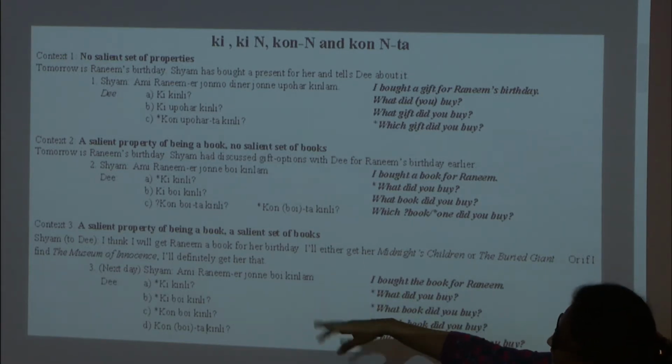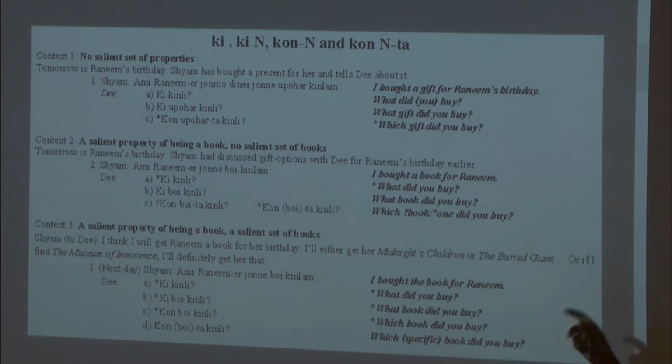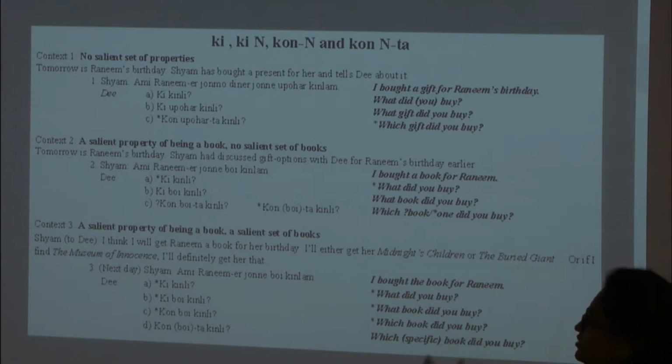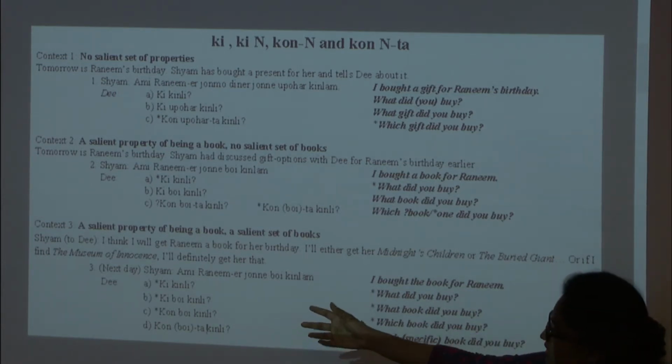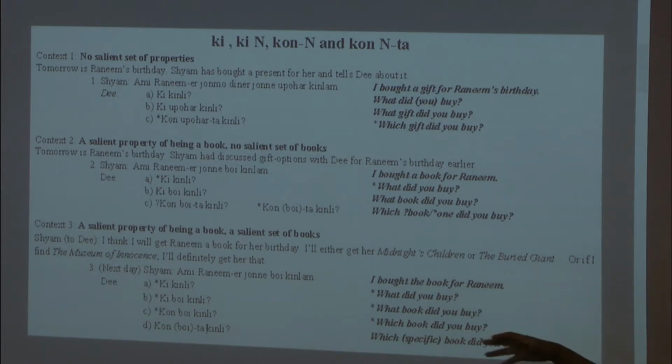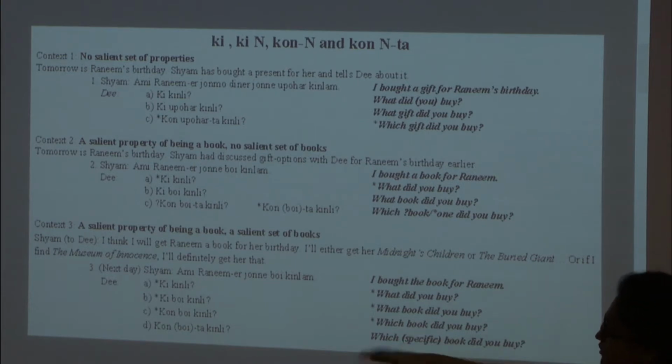So the context is, Sham says to Dee, I think I will get Raneen a book for her birthday. I'll either get her Midnight's Children or The Buried Giant, or if I find the Museum of Innocence, I'll definitely get her that. And the next day, Sham says, so I bought the book for Raneen. And Dee says, what did you buy? And that's not okay, because obviously it's already presupposed that something has been bought.